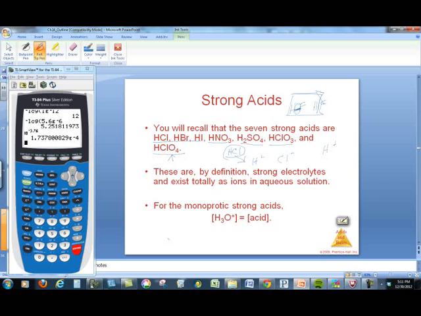Okay? So if I have a monoprotic strong acid, the hydronium ion concentration equals the concentration of the acid. So if I have a 1.2 molar HNO3, I also have a 1.2 molar H3O plus concentration, or we'd say a 1.2 molar H plus. It's because it breaks apart completely, right? For every one of these that I put in water, I get one of these or one of these.